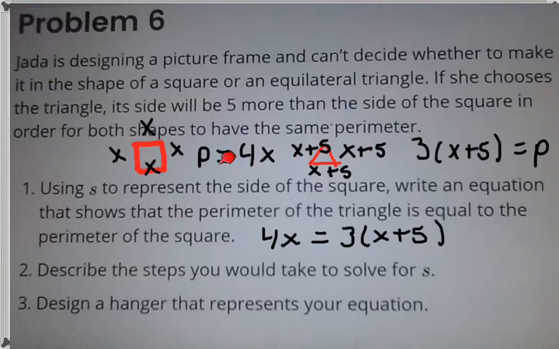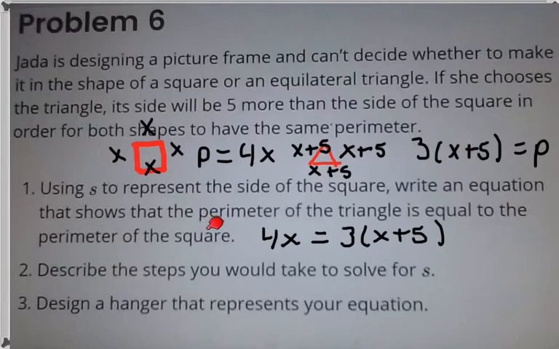Please draw this picture so that you're showing a square with each side unknown x, and you're showing a triangle with each side x, the length of the square, plus 5 more. And then please write down that P equals 4x for the square, and for the triangle, P is equal to 3 times the quantity x plus 5.